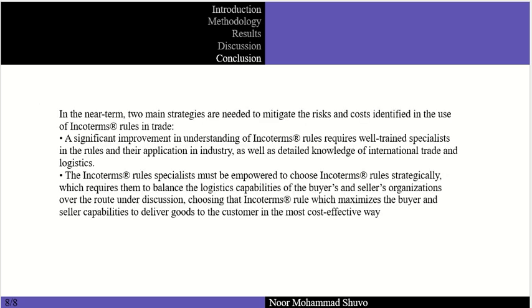So therefore, the conclusions are: in the near term, two main strategies are needed to mitigate the risk and cost identified in using the Incoterms rules in trade. One is a significant improvement in industry understanding of the Incoterms rules, which requires well-trained specialists in the rules and their application in the industry, as well as detailed knowledge of international trade and logistics. And number two, Incoterms rules specialists must be empowered to choose Incoterms rules strategically, which requires them to balance the logistics capabilities of the buyer's and seller's organizations over the route under discussion, choosing the Incoterms rule that maximizes the buyer's and seller's capabilities to deliver goods in the most effective way.